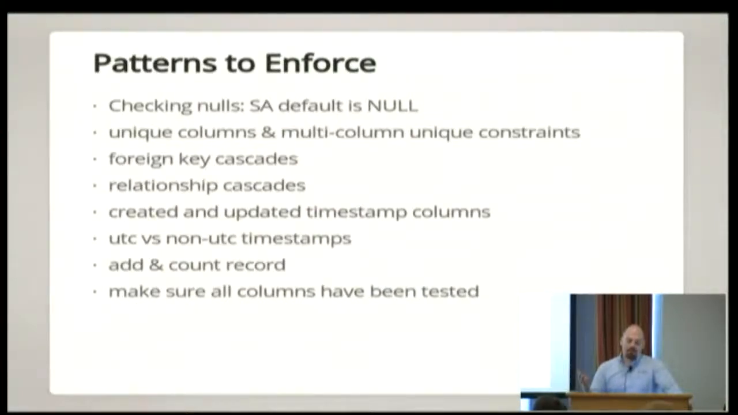We can also validate unique columns, so you can send column check unique equals true. It'll validate and make sure that there's a unique set on it. This is really interesting. Does anybody use SQL Alchemy and looked really closely into how foreign key cascades relate to relationship cascades? It's actually really interesting. If you're not paying attention, you can end up making your database do a lot of extra work.